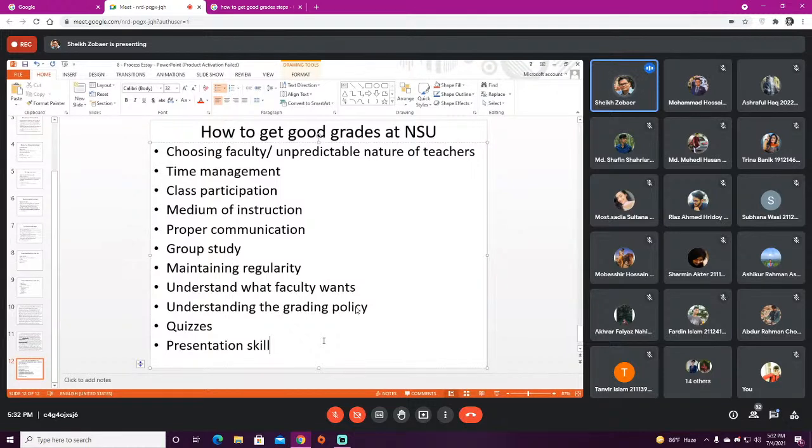So which 3 points are different from each other, very different from each other, and probably the standout points? What are these 3? What do you think? We have 11. Sir, time management, choosing faculties, and presentation, quiz, etc. Okay, anybody has any other suggestion? Okay, let's go with medium of instruction may be the important one, sir.